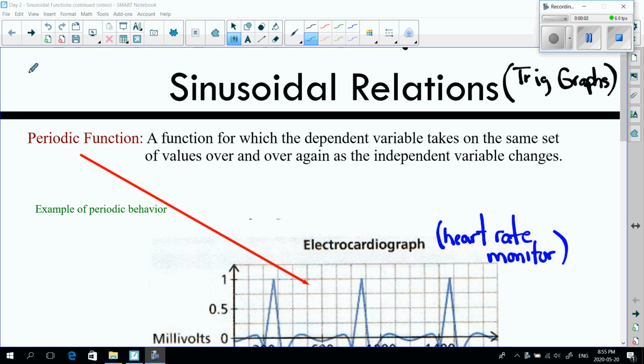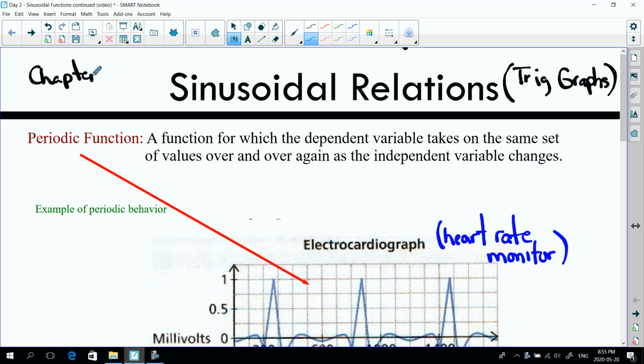So as we begin chapter 5 from the text, we need to look at some key terms that will really set the tone, or set the foundation, for where we go from here. First of all, chapter 5 has to deal with sinusoidal relations. Okay, and we're going to look at trig graphs, or the graphs of trig functions, specifically y equals sine x and y equals cosine x.